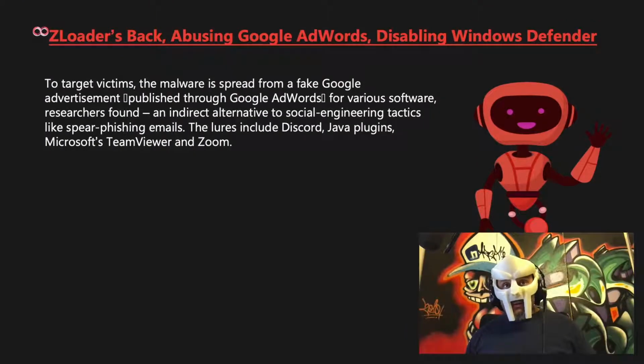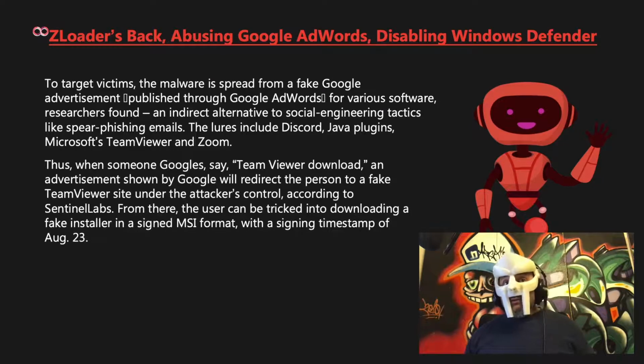To target victims, the malware is spread from a fake Google advertisement published through Google AdWords for various software, researchers found. An indirect alternative to social engineering tactics like spear-phishing emails. The lures include Discord, Java plugins, Microsoft's TeamViewer, and Zoom. Thus, when someone Googles, say, TeamViewer download, an advertisement shown by Google will redirect the person to a fake TeamViewer site under the attacker's control, according to SentinelLabs.